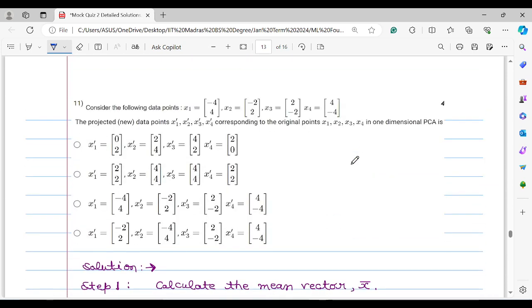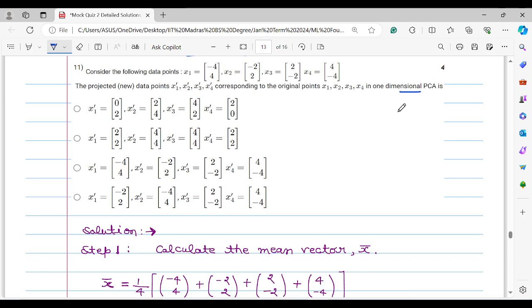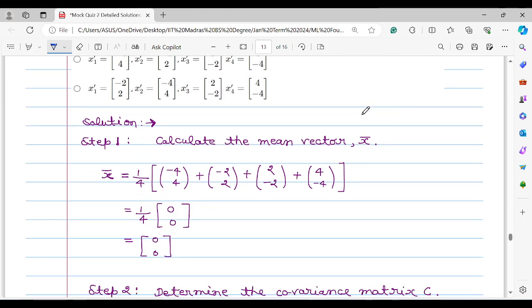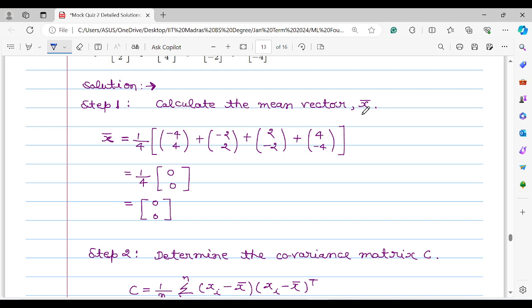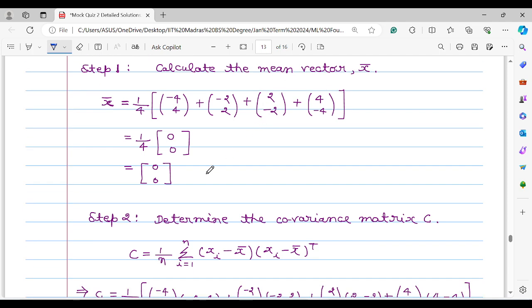Going to the next problem, number 11. Consider the following data points: x1, x2, x3, x4. We need the new projected data points corresponding to the original points in one-dimensional PCs. So we are projecting these data points into one-dimensional space. The first step is to calculate the mean vector. The mean vector x bar is 0 0.